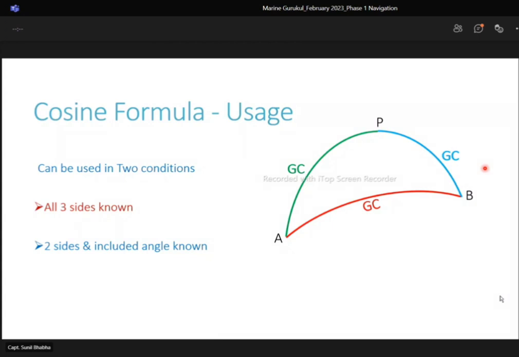Okay. So if you are comfortable, let's move ahead. Go ahead. Yes. Go ahead. Yes, sir. Right. Let's go.